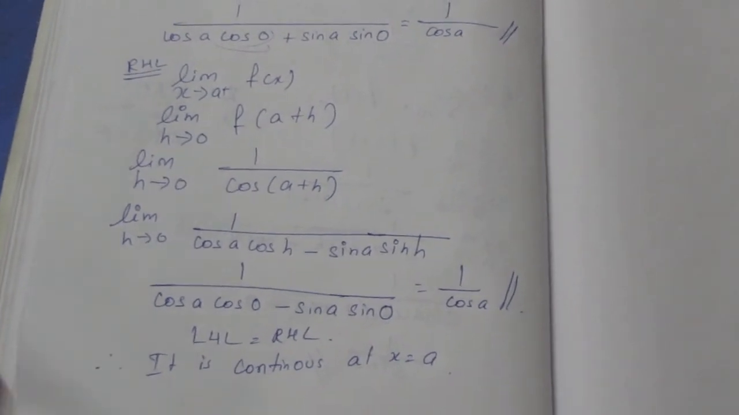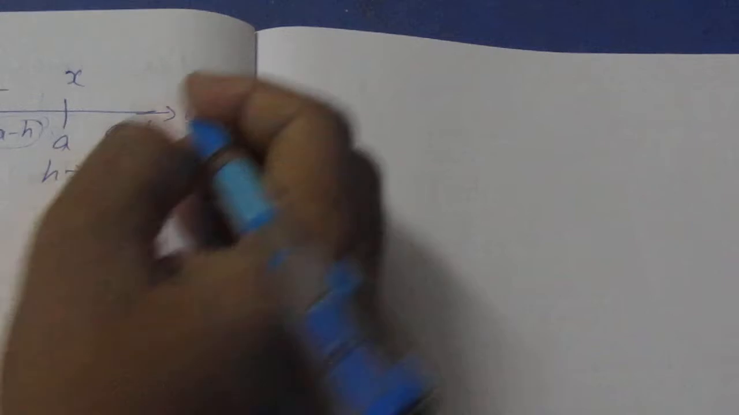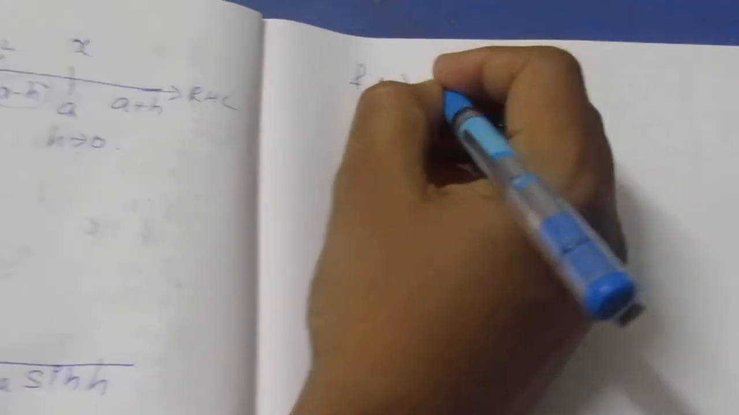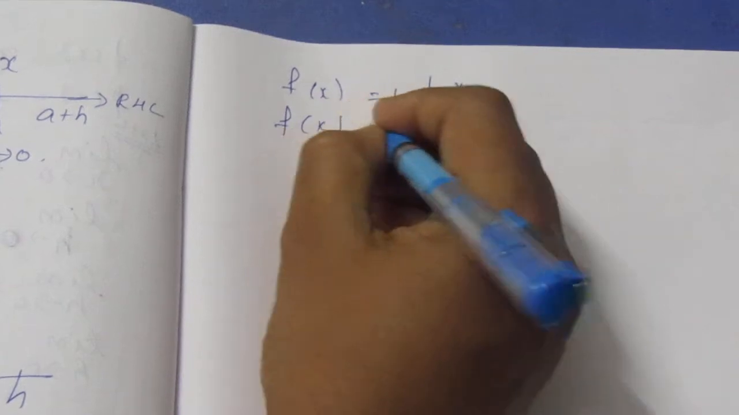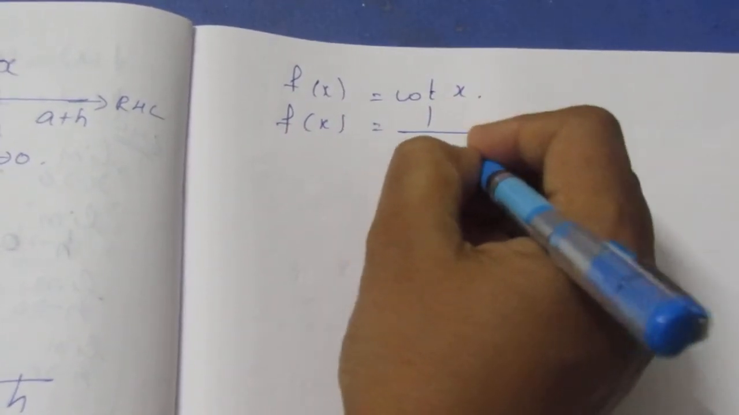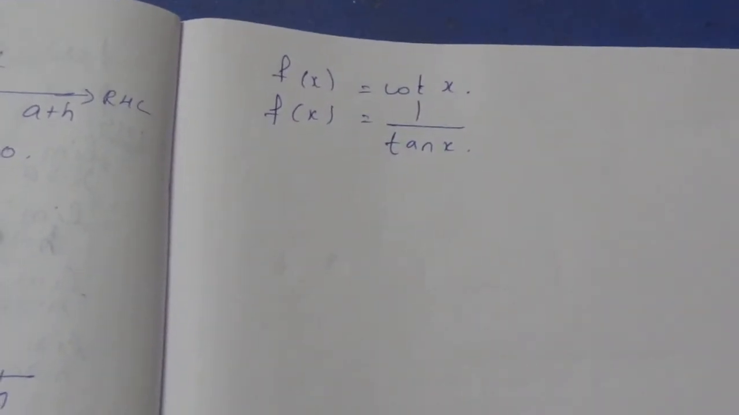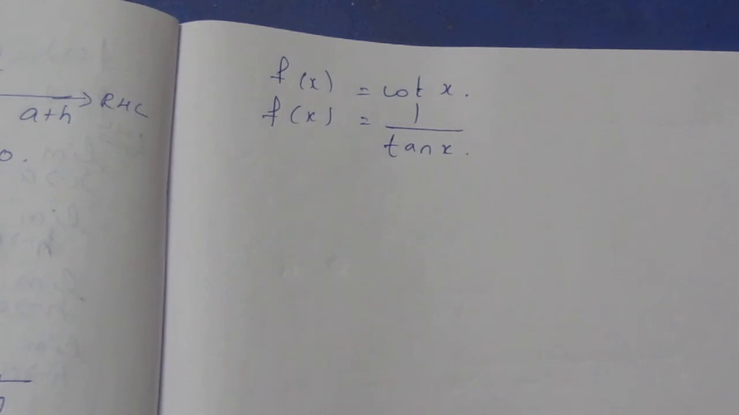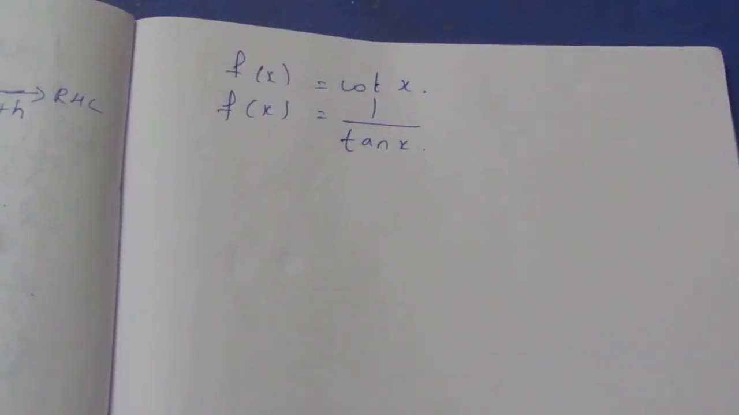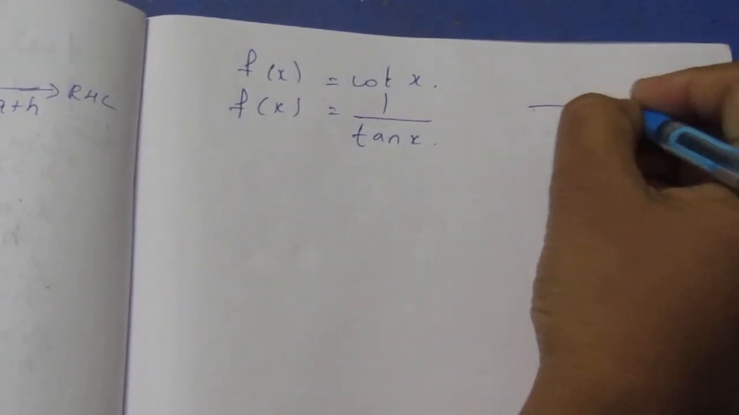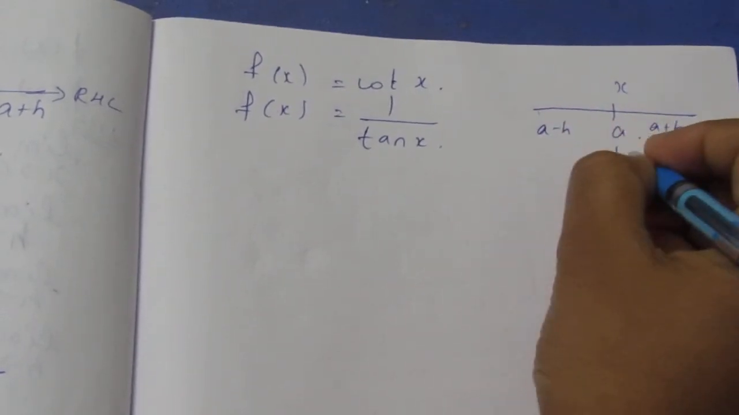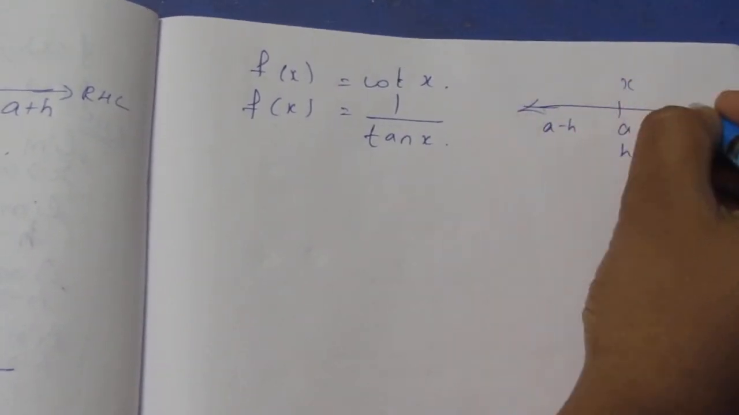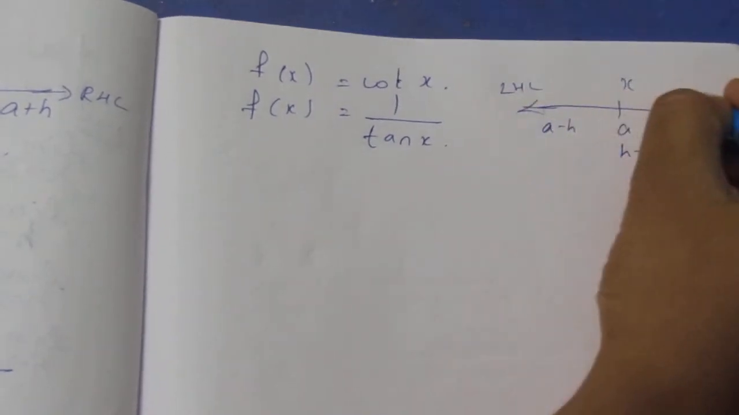Now we'll move on to the next subdivision, that is cot. Taking f of x as cot x, let me take it to be 1 by tan x because it is easy. We have a formula for tan, and it will be easy for us to solve with the cot formula. Now x is equal to a, here it becomes a minus h, a plus h when h tends to 0. This is your left hand limit, right hand limit.